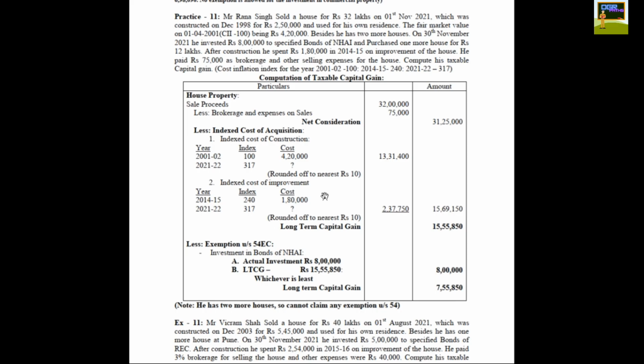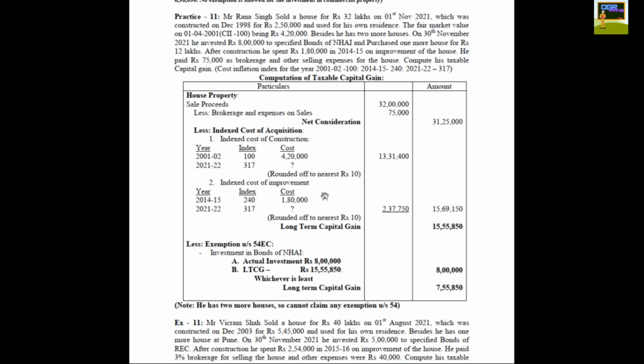Besides, he has two more houses. On 30th November, he invested 8 lakh in specified bonds of NHAI, so we can avail exemption under Section 54EC, and purchased one more house for rupees 12 lakhs. He has already got two more houses, so having invested the sale proceeds into another house, we cannot claim exemption under Section 54.